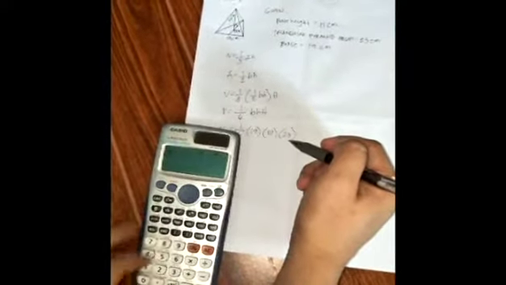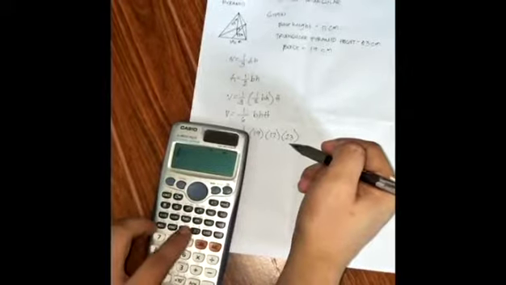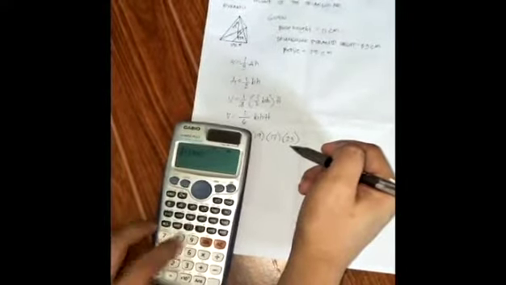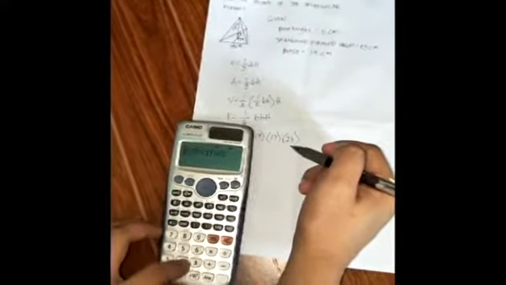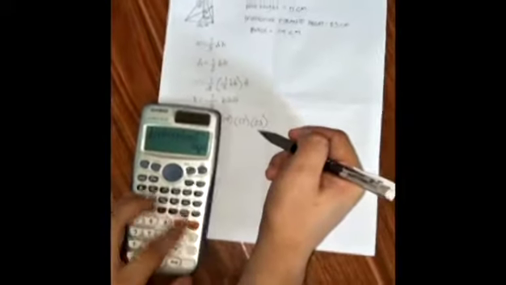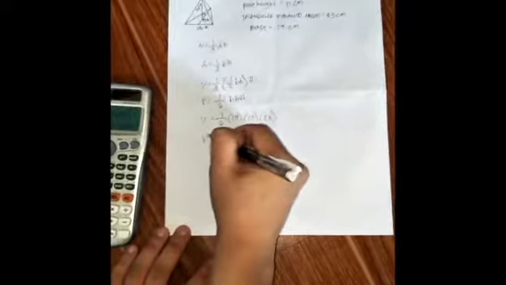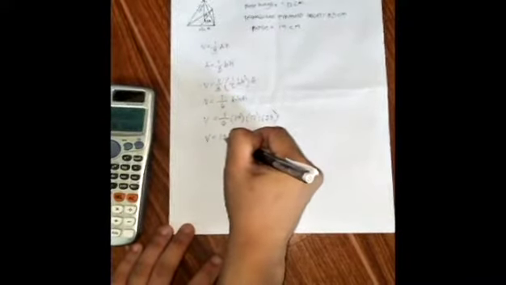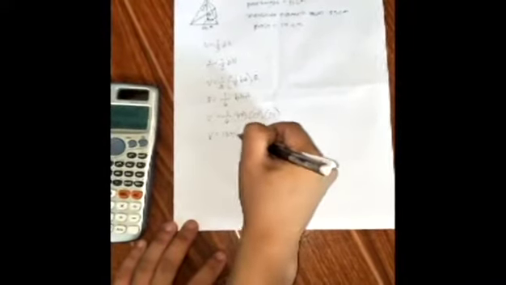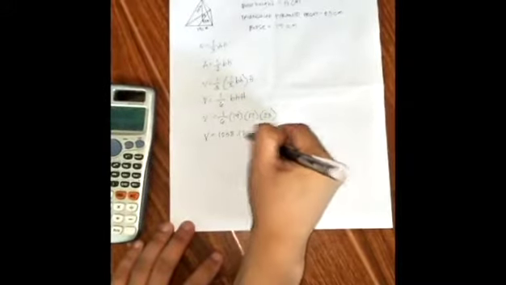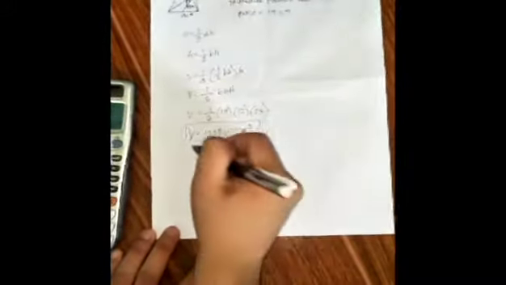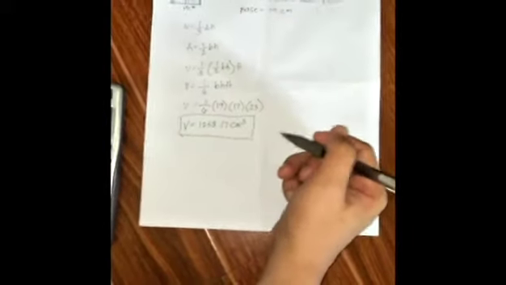And the volume of the triangular pyramid is equal to 1238 times 17 cubic centimeters.